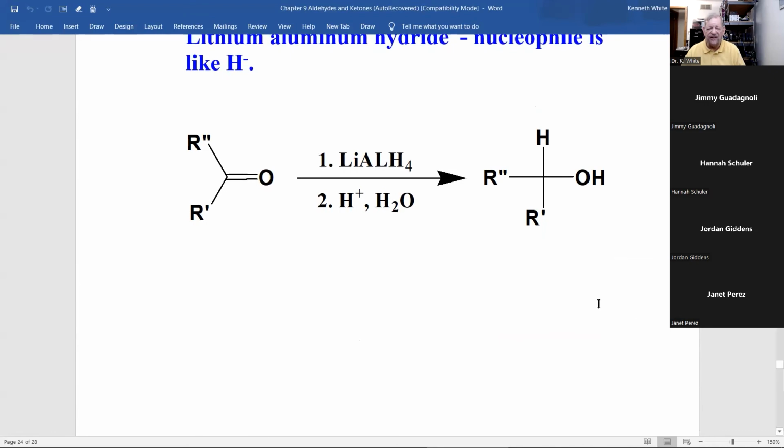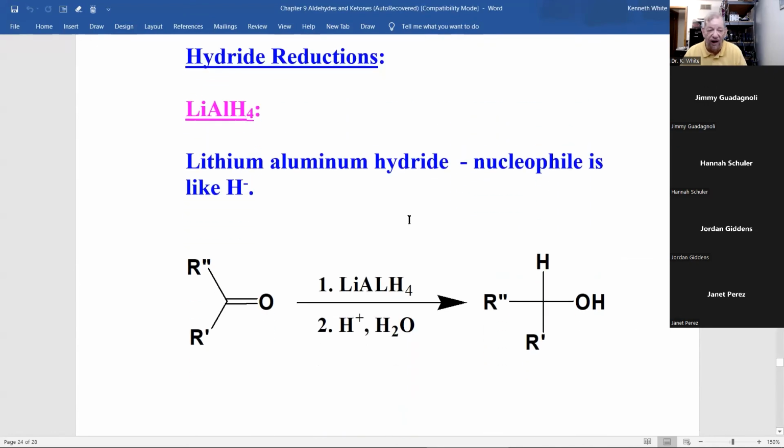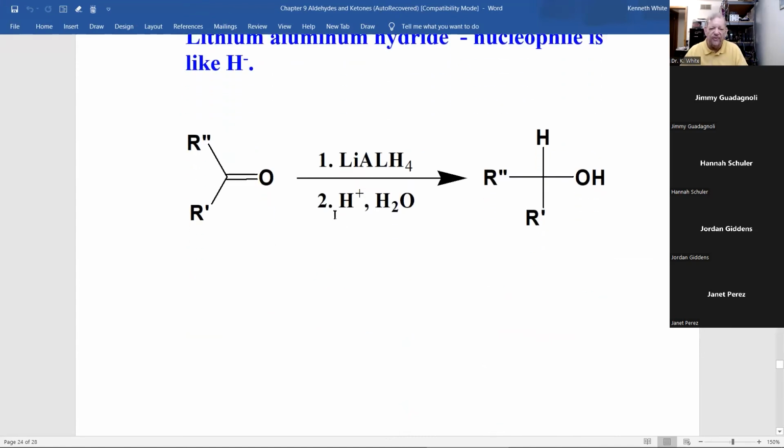And the reaction he came up with, first of all, new reagent: Li, lithium, Al, aluminum, 4 hydrogens. This is called lithium aluminum hydride. And it reacts like it's a Grignard, instead of R triple prime it's an H minus, not real, but you think of that. And therefore, first step, lithium aluminum hydride, second step, acid and water. That could be a slash too.